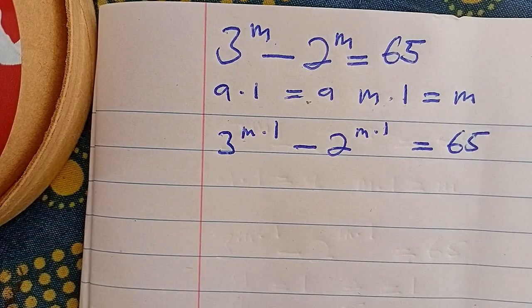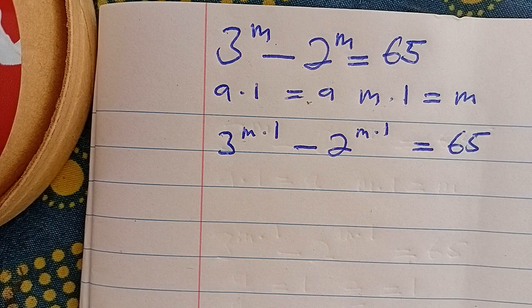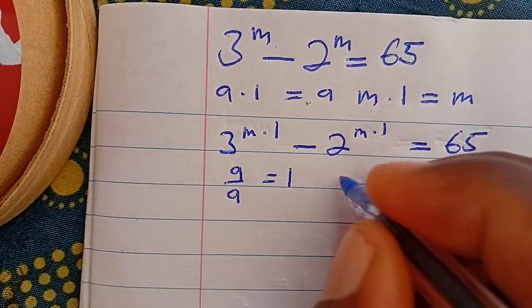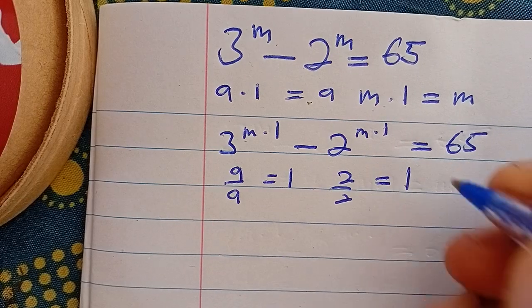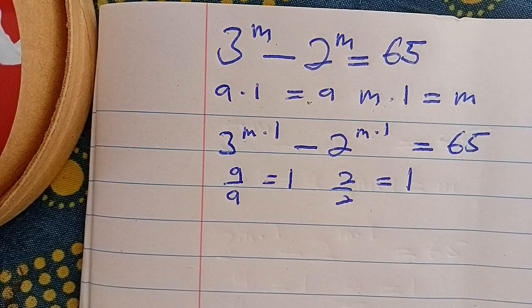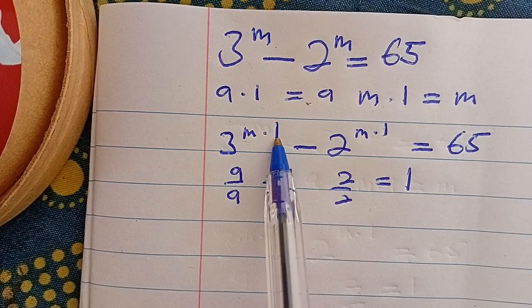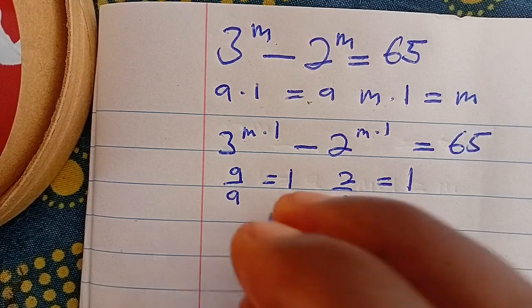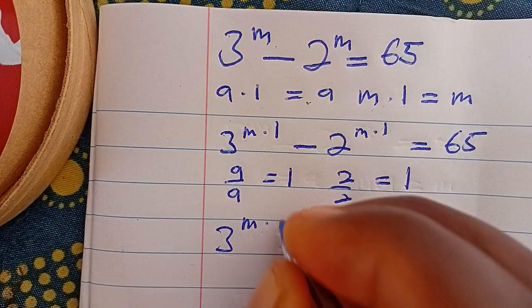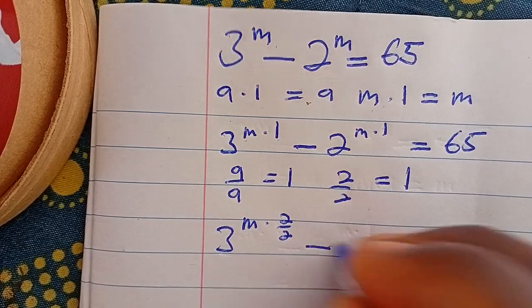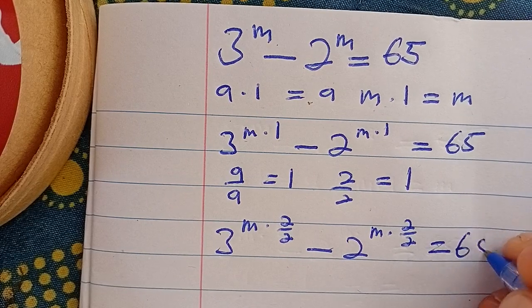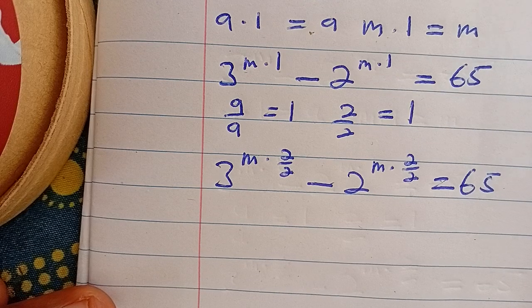Now any number over itself is 1. So if you're having a over a, it will give you 1. So if you're having 2 over 2, that gives you 1. Anything over itself is 1. So in place of this 1 here, we can write 2 over 2. So our equation becomes 3 exponent m by 2 over 2 minus 2 exponent m by 2 over 2 is equal to 65. This is what we have.